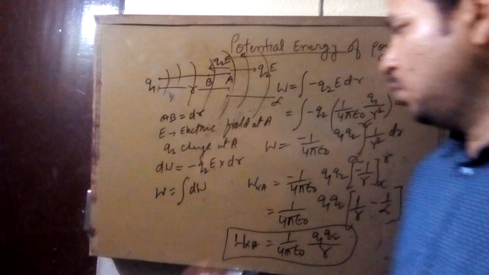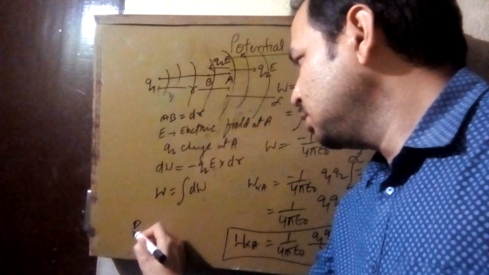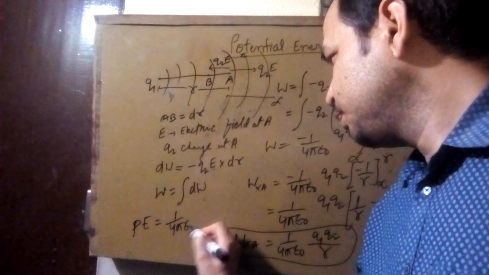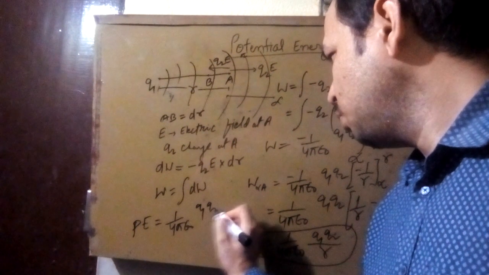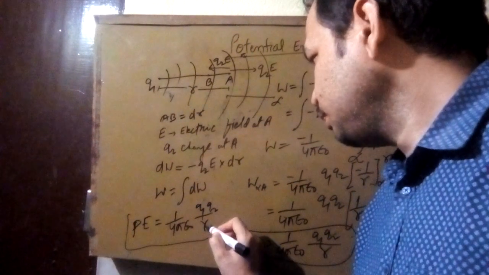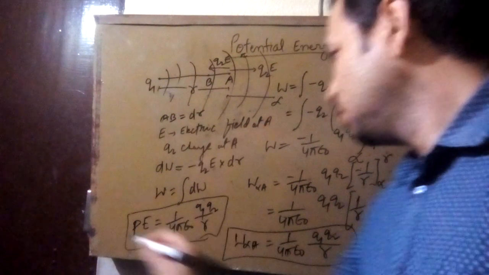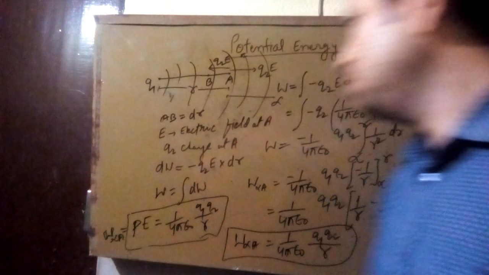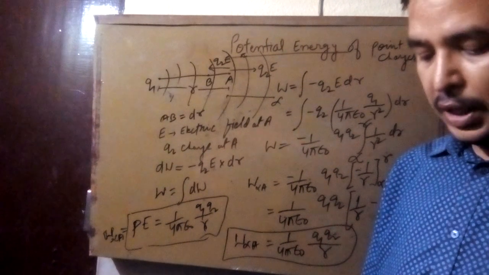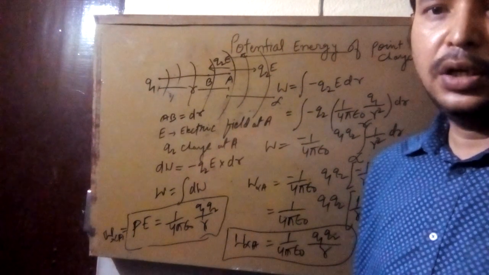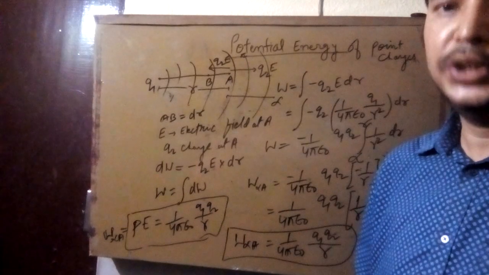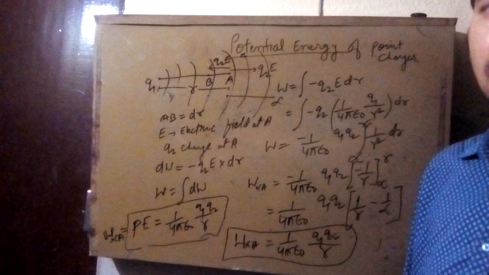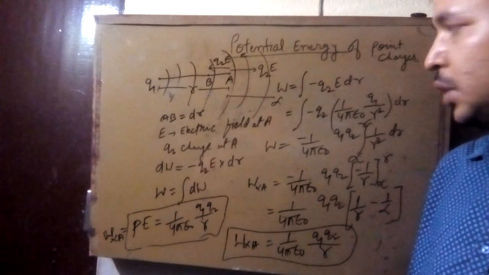This work done is stored in the form of potential energy. So the potential energy formula is 1 by 4 pi epsilon naught Q1 Q2 by R. This is the work done from infinity to A, and that is equal to potential energy, and you have to write one line that the work done is stored in the system of two charges in the form of potential energy, and that formula is this one. So you can note it down, you can pause your screen and note down all the things.